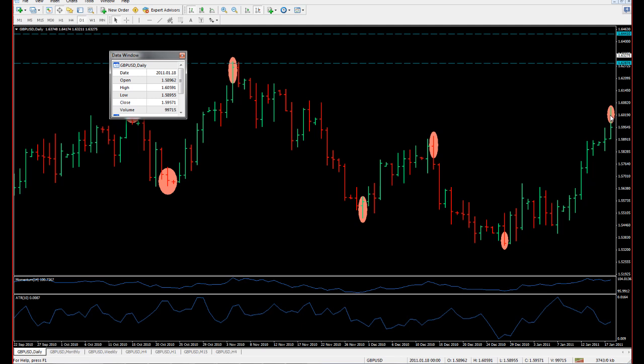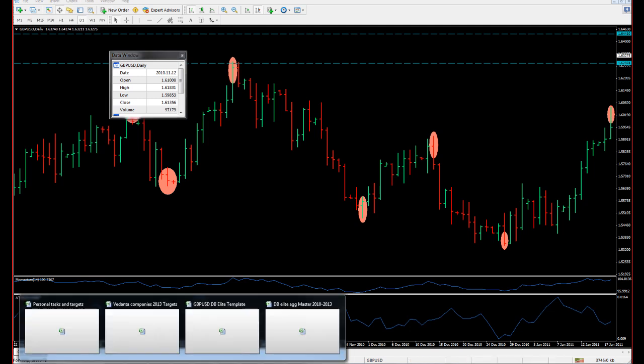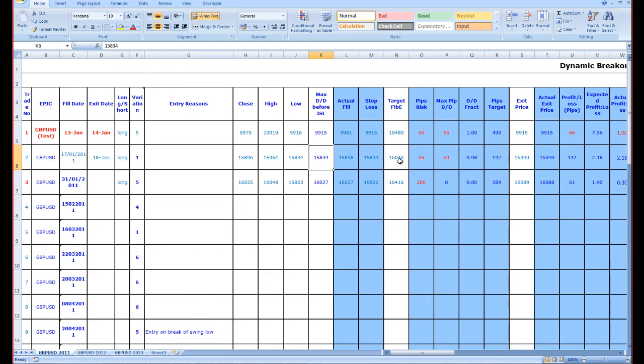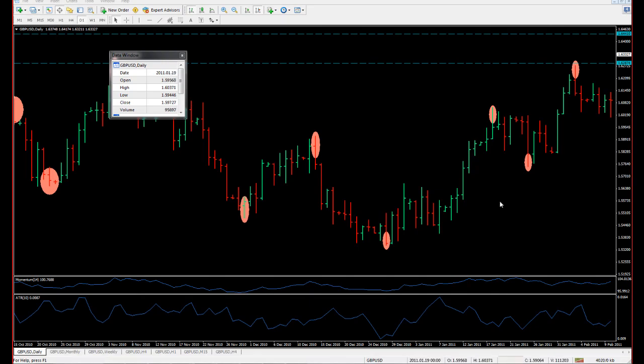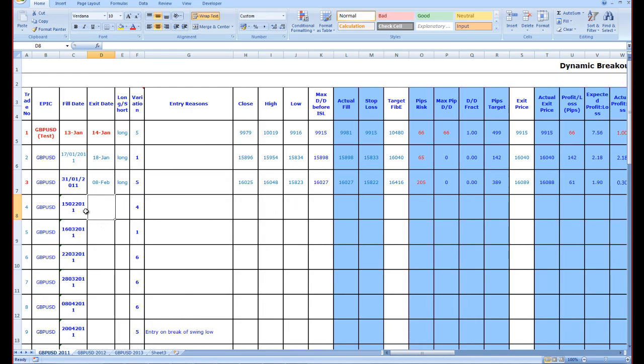So this would have hit the target already, so we enter all as normal, yeah? That exit price was 160.40. We got 2.18%. But what I'm saying is don't fill up this column yet, the maximum drawdown. Okay, that's good. So we got this 8 Feb, and now we go on to 15 Feb, isn't it? Okay, let's move on.